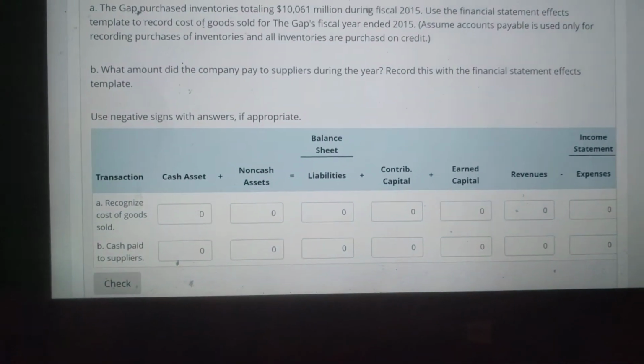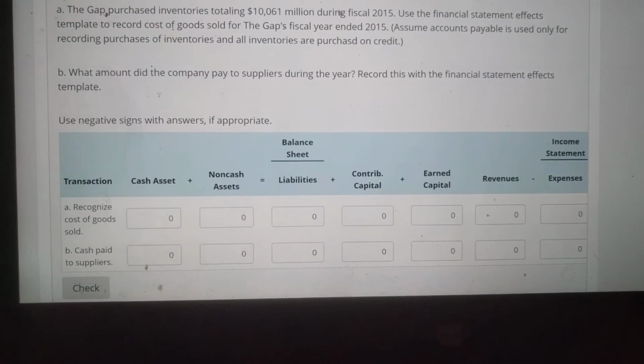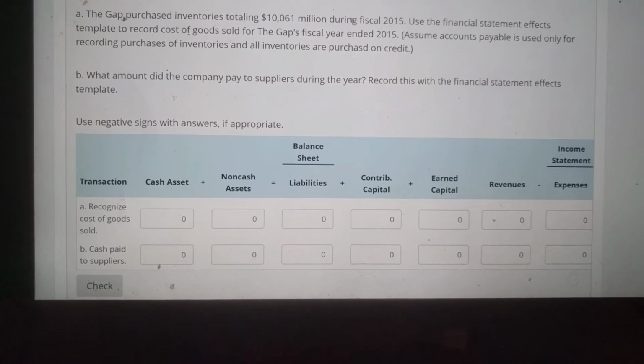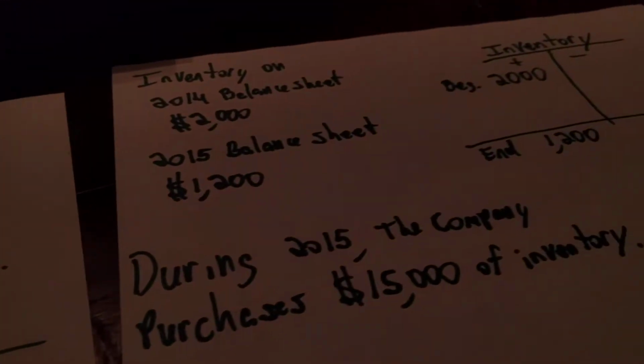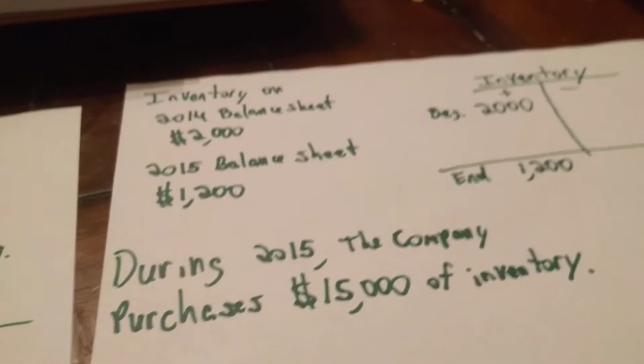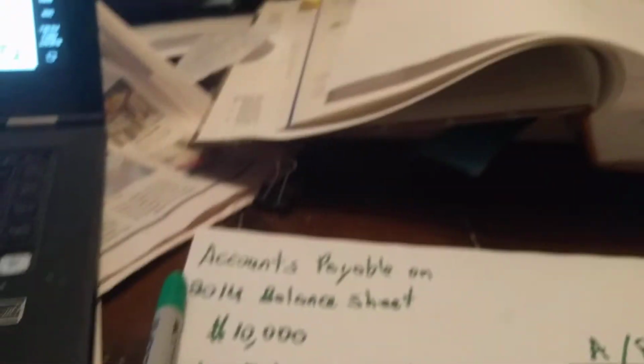Now, it asks you for a couple of different things. What you're going to do here is the entries at the very bottom for recognizing cost of goods sold and then figuring out how much cash paid to suppliers is. So by using these balance sheet accounts, we are going to figure out how much cash was paid on our accounts payable. And we'll also do the entries here.